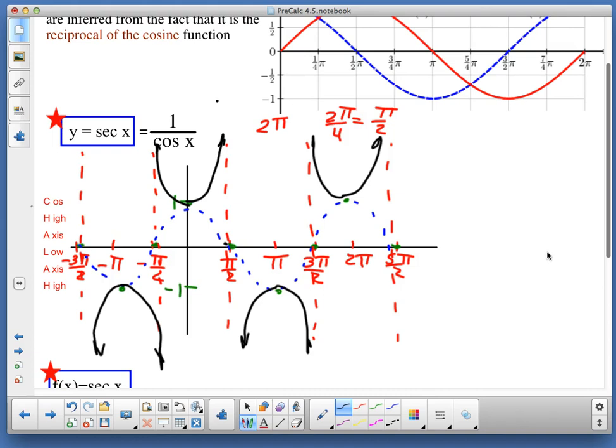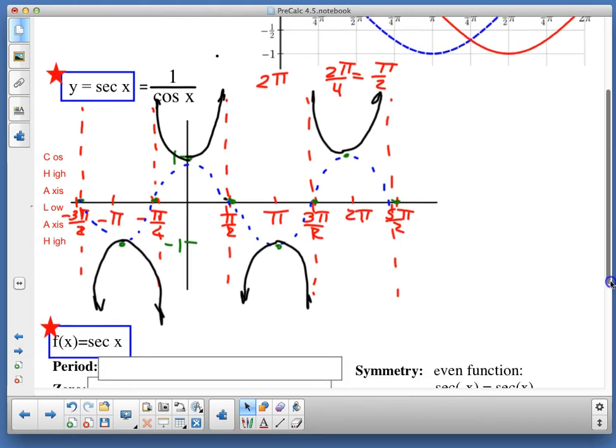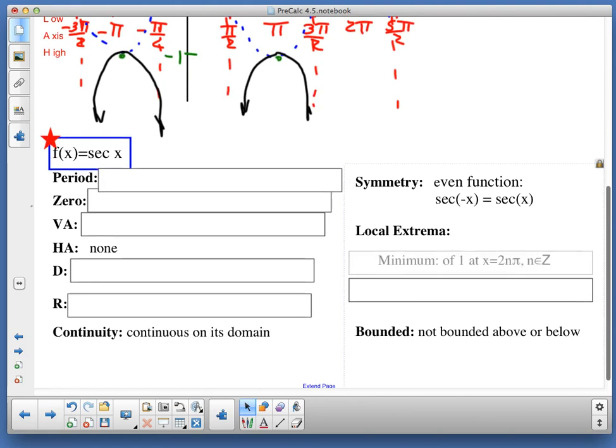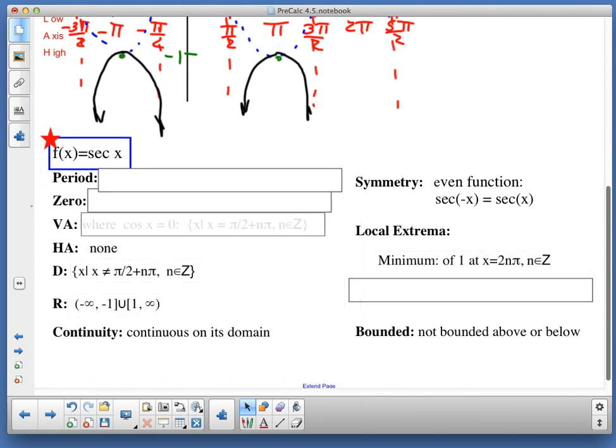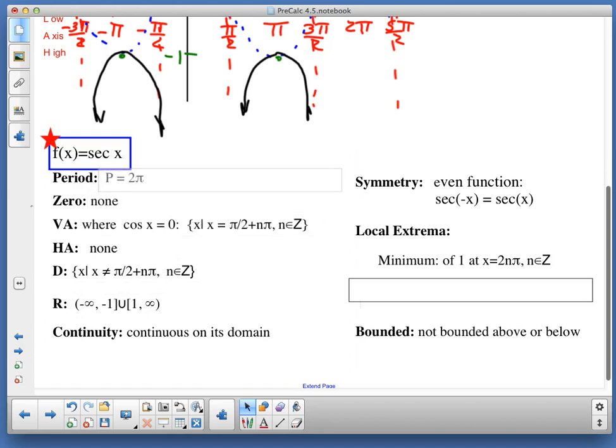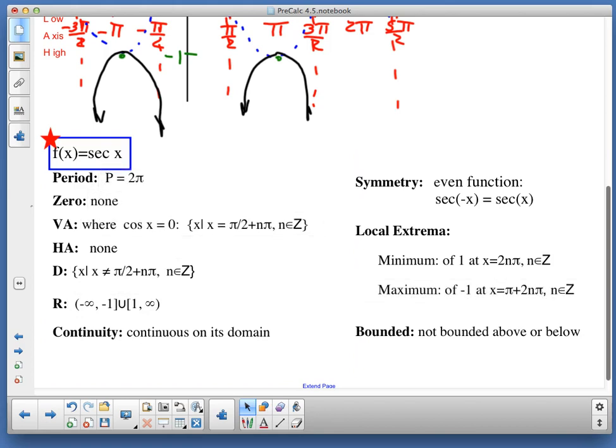Now let's talk about some of our values of that secant graph. Okay, I'll give you time to write those down. Write them down, and then we'll just talk about those. We're getting that done.